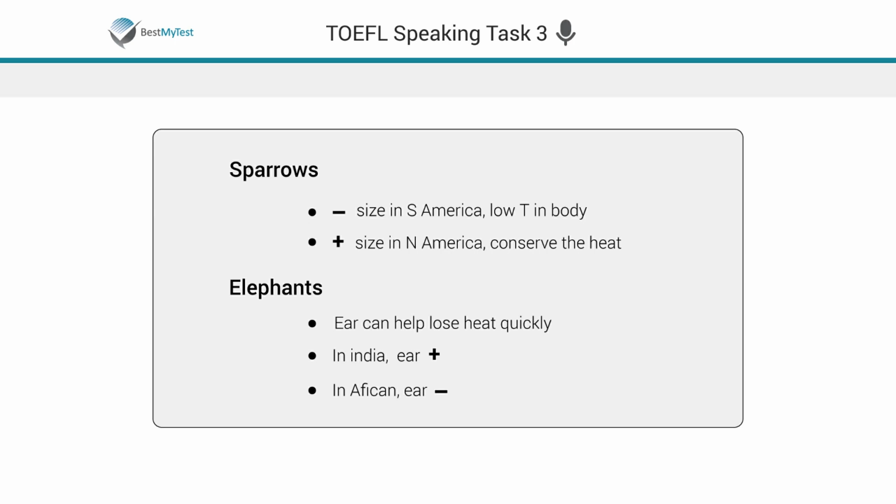And the first thing that probably jumps out at you is that I'm using symbols. I'm using a minus sign to represent smaller, a plus sign to represent bigger, S to represent south, and N to represent north. You want to do this because you want to use your time as efficiently as possible. You don't have time for full sentences or even full vocabulary words.